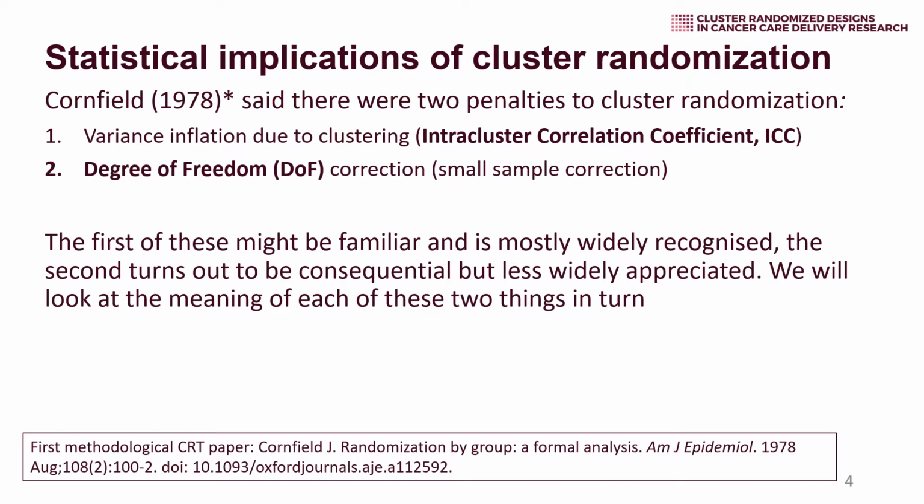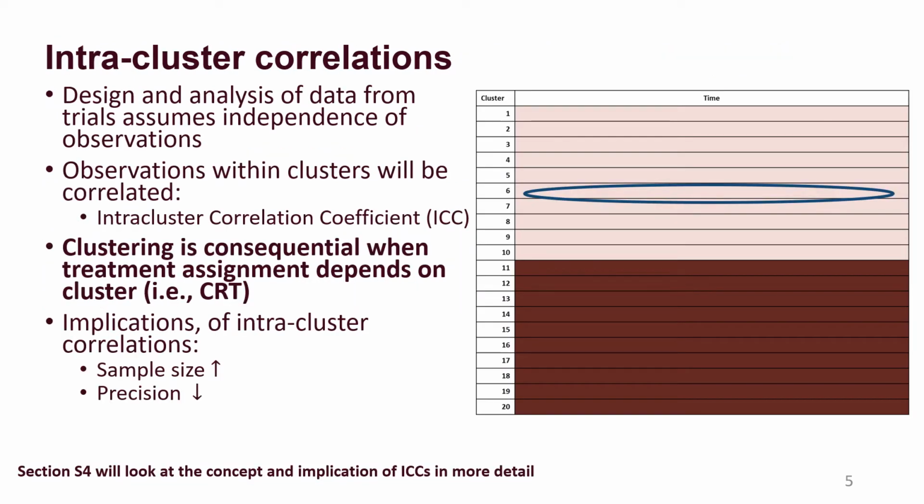Now, the first of these, the variance inflation due to clustering, or the ICC, is probably familiar to many and is the most widely recognized penalty of cluster randomization. The second, that's the degree of freedom correction, or the small sample correction, turns out also to be very consequential, but is less widely appreciated. So for the next few slides, we're going to look at the meaning of these two things in turn. So starting with intra-cluster correlations.